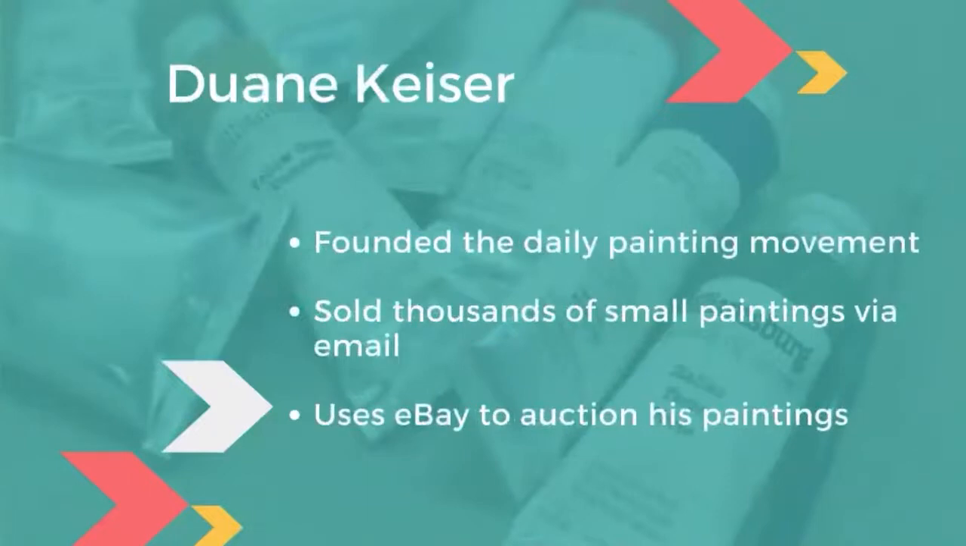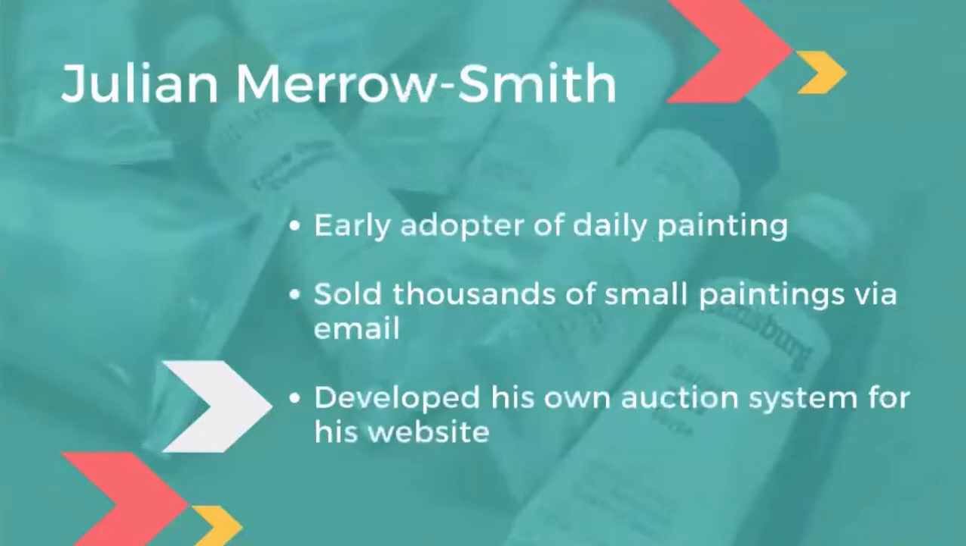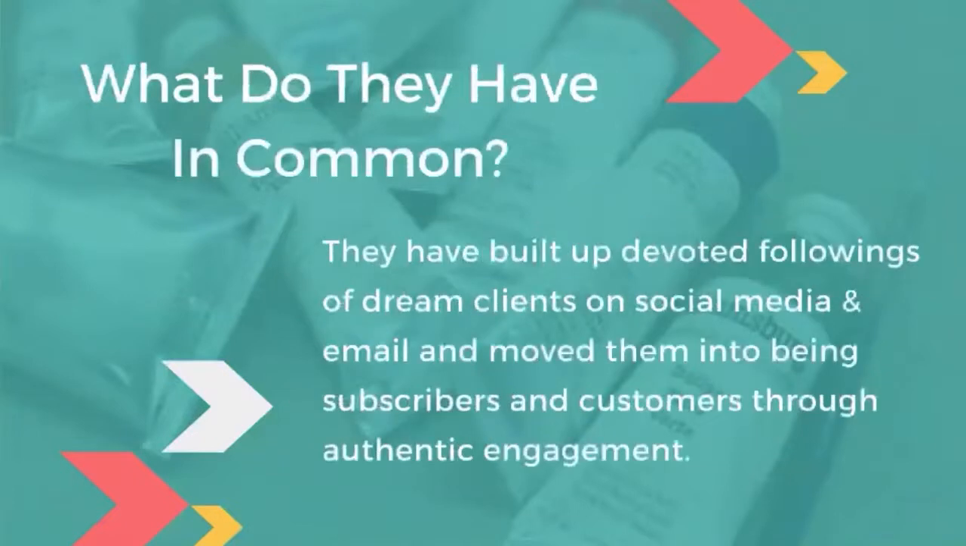Then there's Dwayne Kaiser, who I spoke about earlier. He founded the daily painting movement, sold thousands of small paintings via email, is still selling lots of paintings via email, and uses eBay to auction his paintings. That's a system that has worked really, really well for him. Julia Marrowsmith was an early adopter of daily painting and sold, again, thousands of small paintings via email and his website. Now, he did a little bit of a different twist. He put his own auction system on his website.